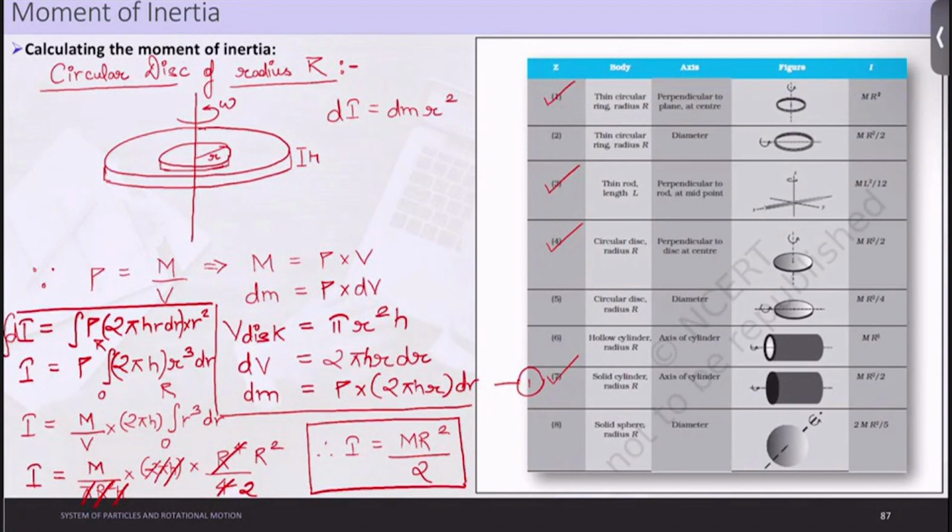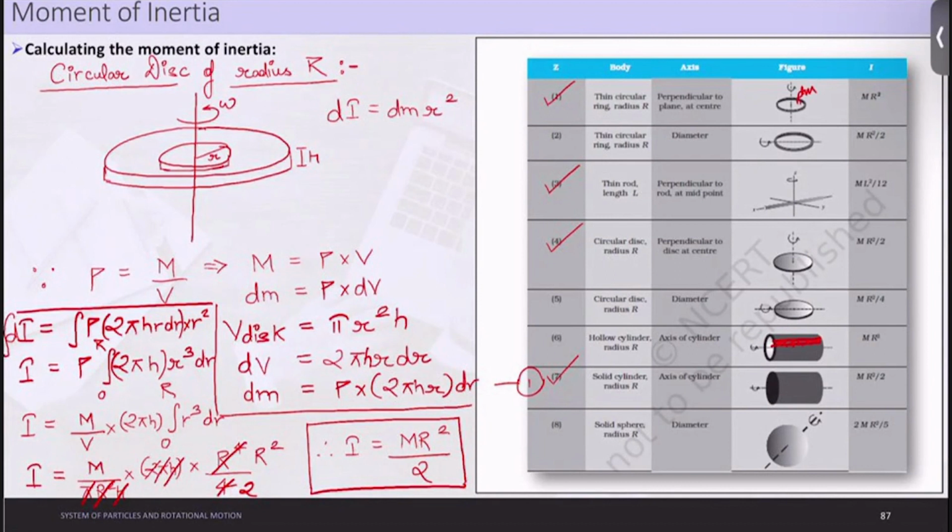Okay, the same concept you can also apply in this thin circular ring also, as thin circular ring was having m r square, hollow cylinder is also m r square. Why? Because here what we can basically say, we can assume this amount as dm. This as dm, here we assume this small amount as dm.